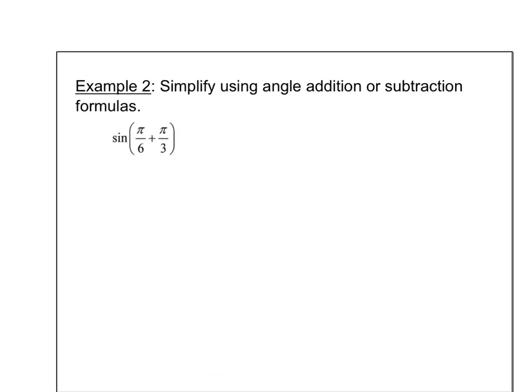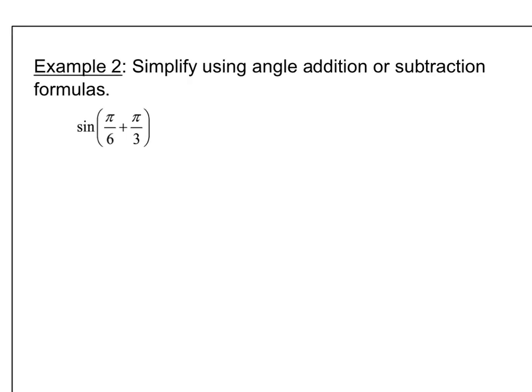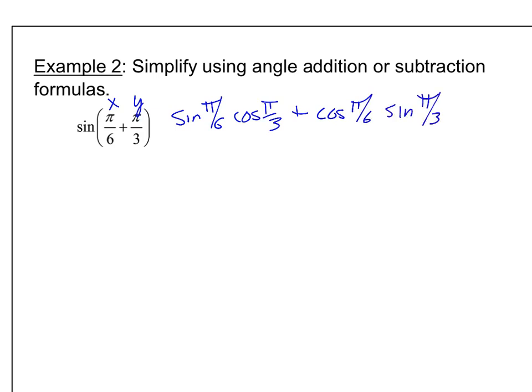All right, so what one does this really look like? Well, adding sine of this and this is really, so if I consider this x, consider this y, it's almost saying like sine of pi over 6 cosine of pi over 3 plus cosine of pi over 6 sine of pi over 3. Okay, so it's that sine of x plus y is sine x cosine y plus cosine x sine y.